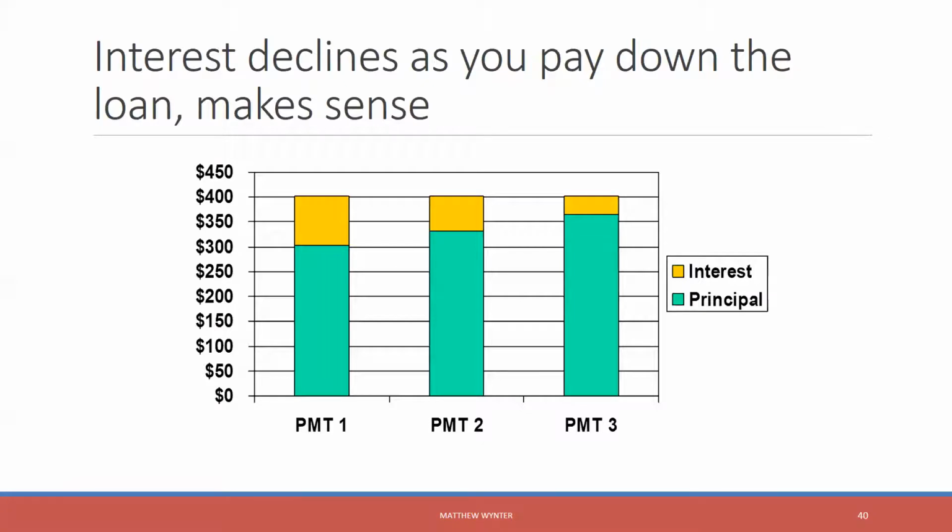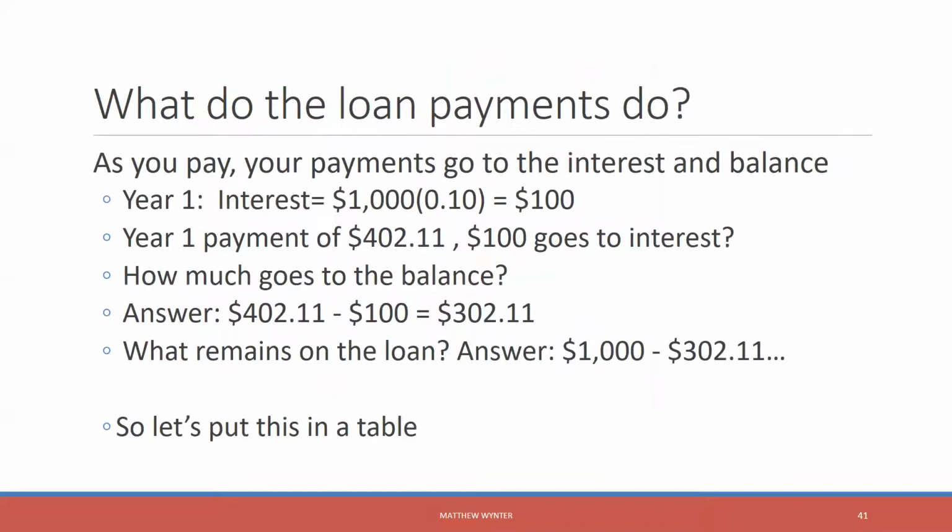So this is kind of a little bit hard to see maybe graphically, but hopefully we can talk about this analytically, and then we'll set up a table to make sure that we really feel comfortable with this concept. As you make your payments, they are going to go to interest and the balance. So in year 1, we've got interest of $100. Where did that come from?